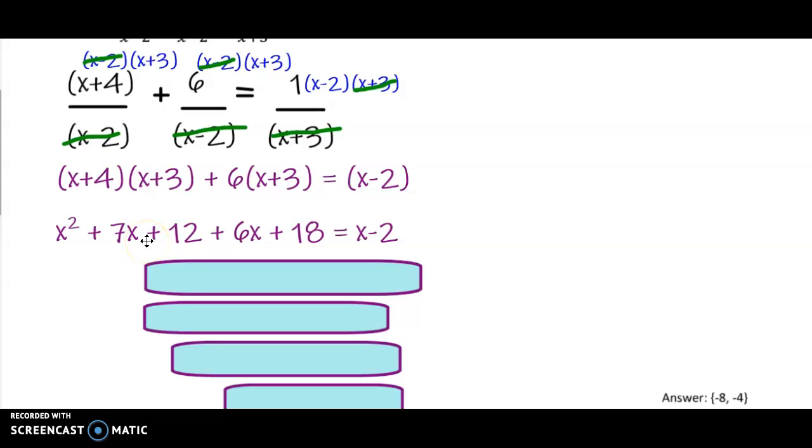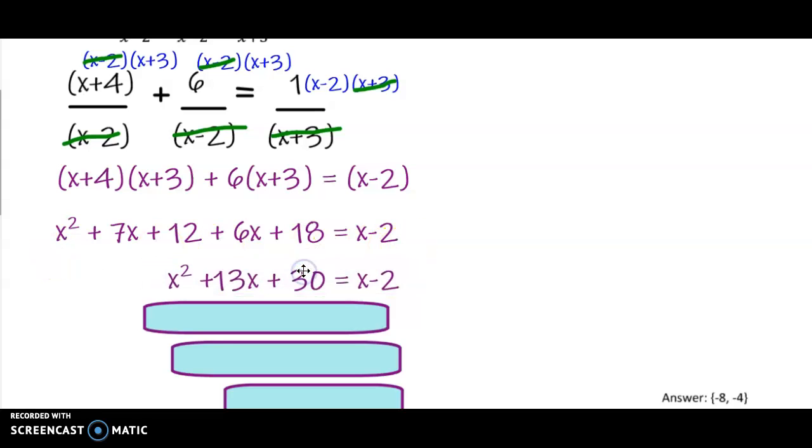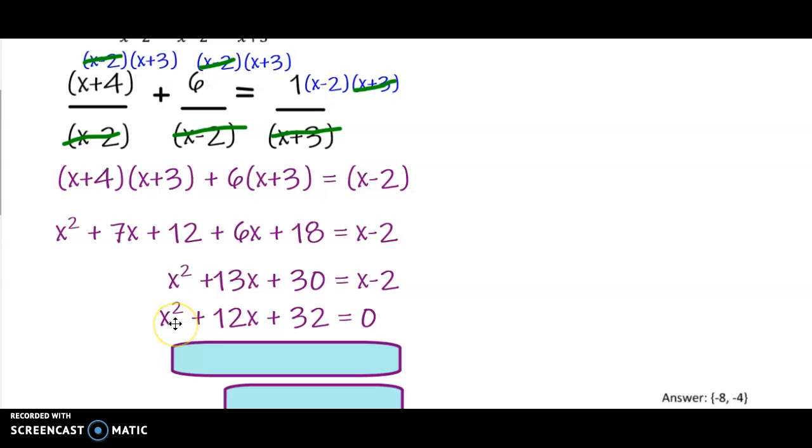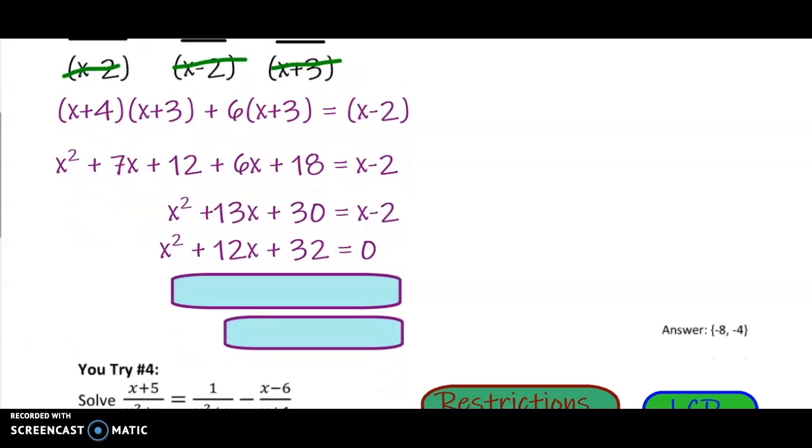So I want to move everything over to the left side of the equal sign because my x squared is positive and I want to keep it positive. And I want to combine any like terms I see. So when I do all of that, first of all, if I combine all the like terms on the left side, I end up with x squared plus 13x plus 30 still equals x minus 2. And then if I subtract my x and add 2, I do end up with x squared plus 12x plus 32 equals 0. Now, because it equals 0, I can either use the quadratic formula or I can factor.